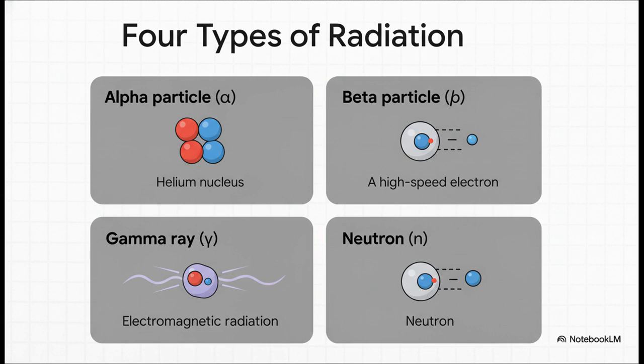Gamma rays are the odd one out. They're not particles at all. They're a blast of high-energy electromagnetic radiation. Think of them like superpowered X-rays. And last, sometimes a nucleus just decides to eject a single neutron.